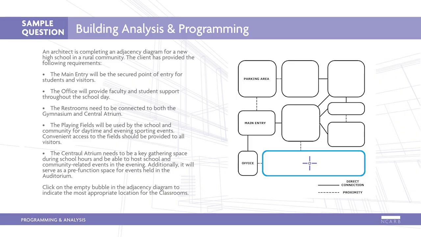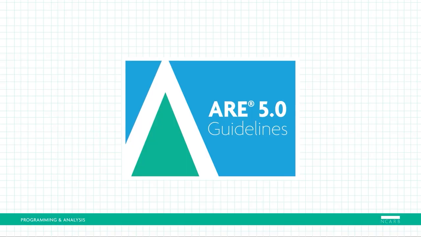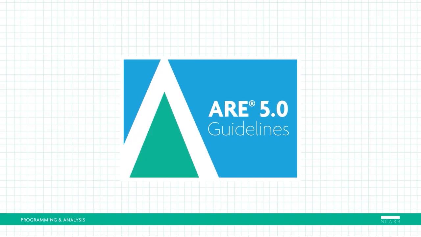The restrooms have a direct connection between the gymnasium and central atrium, while also being in close proximity to the auditorium for use during performances and events. The classroom's proximity to the office provides convenient access for faculty and student support throughout the school day. This is an AE level item requiring the analysis of horizontal functional relationships as they relate to the building program and client requirements. For more information about the Programming and Analysis Division, refer to the ARE guidelines.